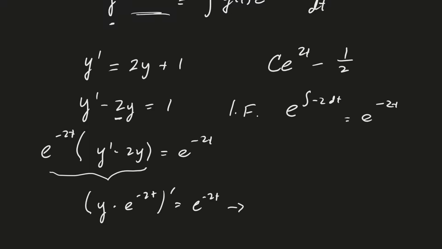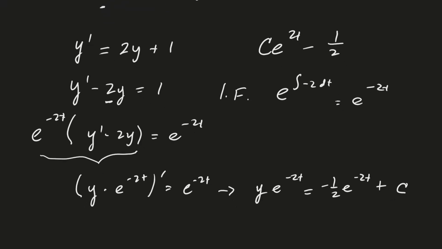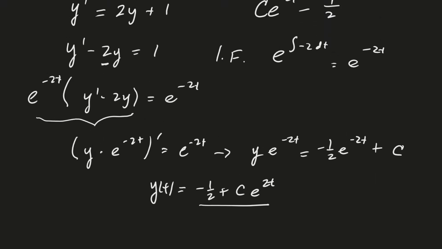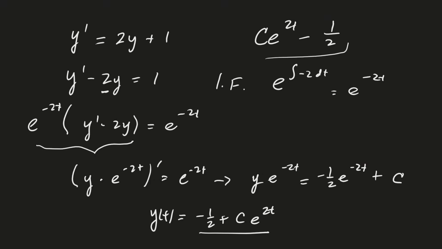And now we integrate both sides. And here, don't forget your c. At the time of integration, you want to add in your c, because that's going to be a critical piece. Because now we can solve for our y of t. Y of t is going to be minus 1/2 plus c e to the 2t. Is that the same thing we had before? Yes, it is.